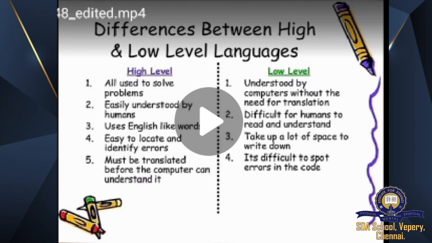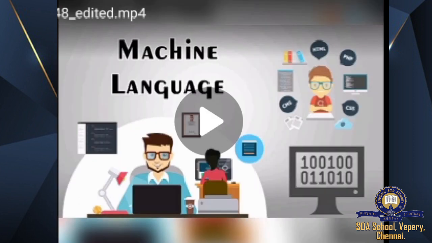Low level language is understood by computers without the need for translation, difficult for humans to read and understand, takes up a lot of space to write down, and it's difficult to spot errors in the code. So all these things we see in the low level language and high level language.